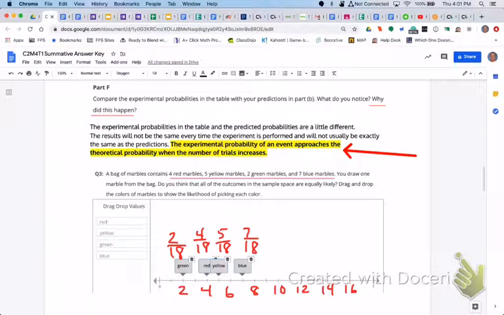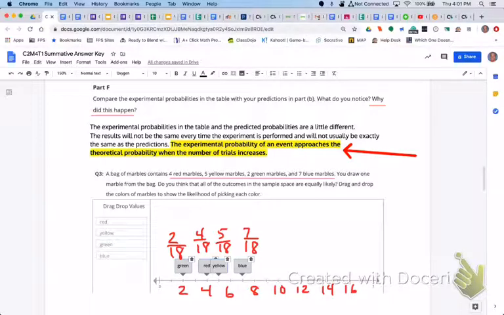For part F, we needed to compare the experimental probabilities with the prediction from part B. What did we notice and why did this happen? The experimental probabilities and the predicted probabilities are a little different. The results will not be the same every time the experiment is performed and will not usually be exactly the same as the predictions. If we do remember from lesson 4, one of the big takeaways was that the experimental probability of an event approaches the theoretical probability when the number of trials increases.